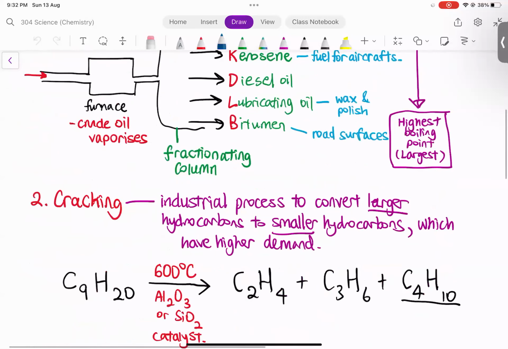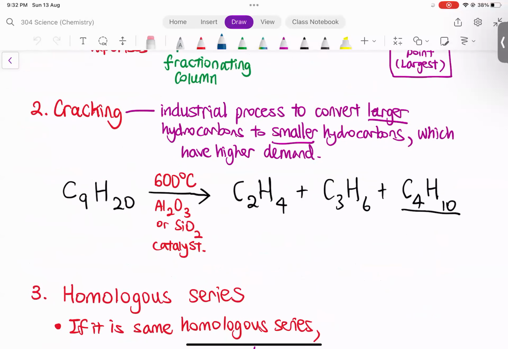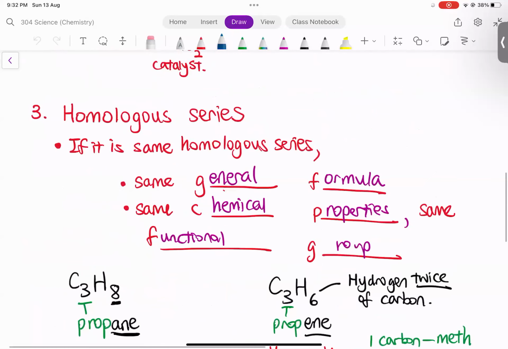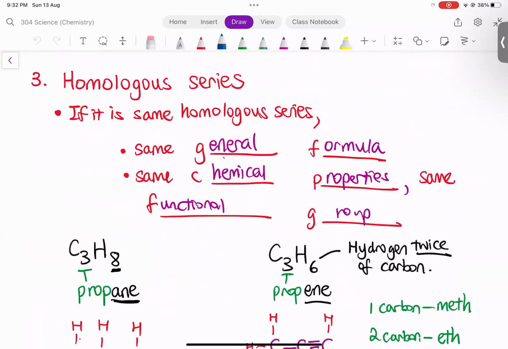Next, we also went through cracking. Cracking is the process that is used to convert your larger hydrocarbons to smaller hydrocarbons. And this is because smaller hydrocarbons have higher demand as fuels. You need to remember the conditions for cracking, namely 600 degrees Celsius, aluminum oxide or silicon dioxide catalyst. And finally, you need to remember the property of members of the same homologous series: same general formula, same chemical properties, same functional group. So these are important things for us to take note of for tomorrow.